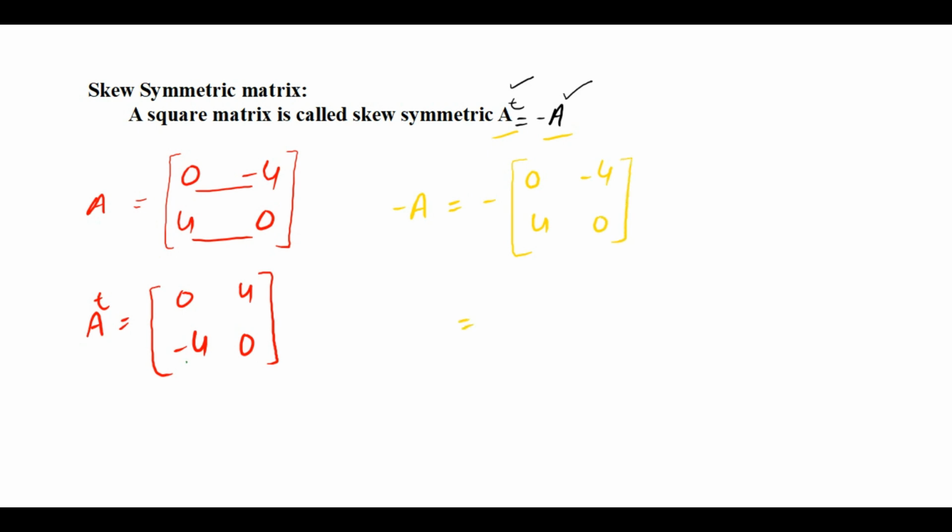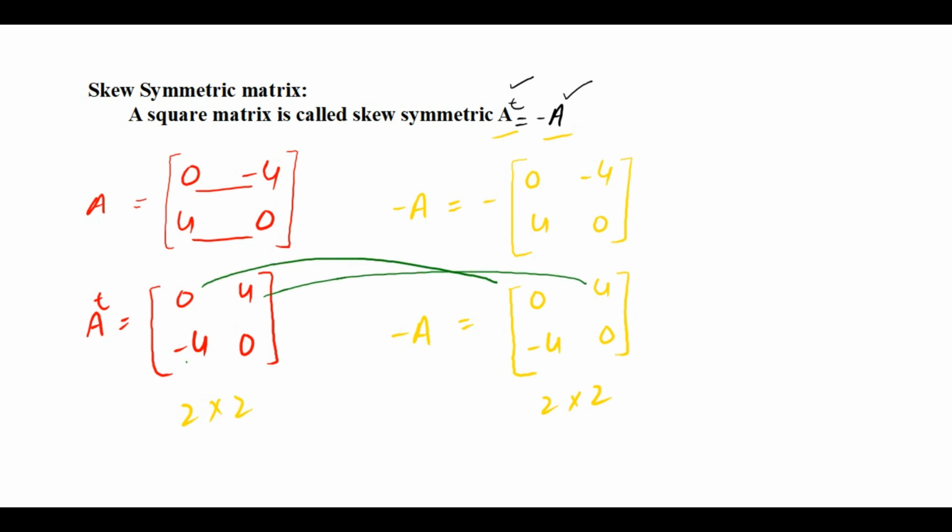By multiplying each element with minus, we will get 0, 4, minus 4 and 0. This is negative A. So if you compare their order, it's 2 by 2, 2 by 2. If you compare their corresponding elements, 0, 4, 0, minus 4. So hence proved that A transpose is equal to minus A.